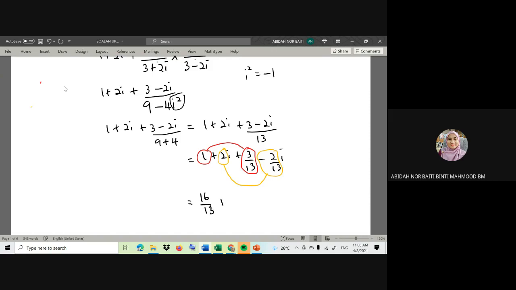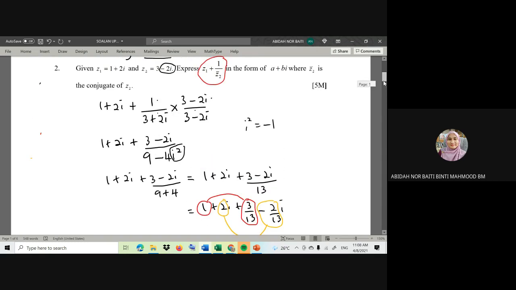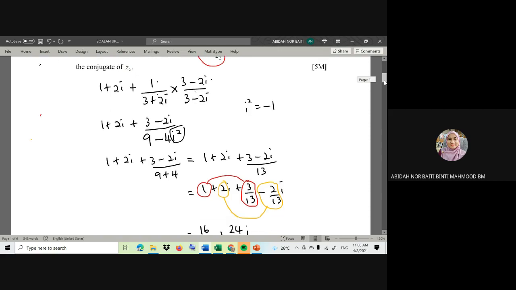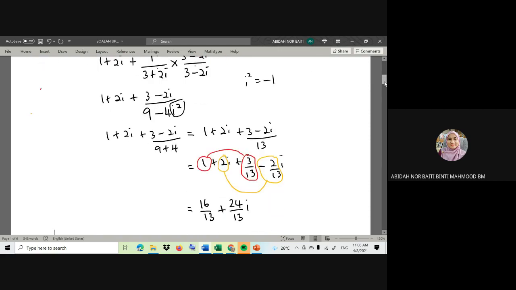For your imaginary part, 2 minus 2 over 13? 24 over 13, 24 over 13 i. Okay, for your imaginary part. So inilah yang dia nak, write your answer in the form of a plus bi. The form of complex number, Cartesian form of complex number. Okay, we just follow the equation given.